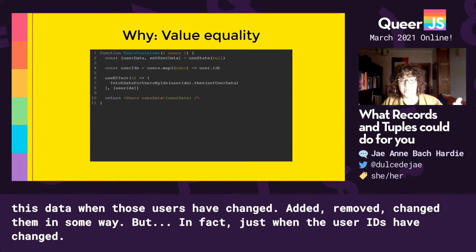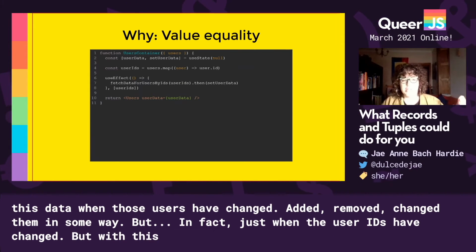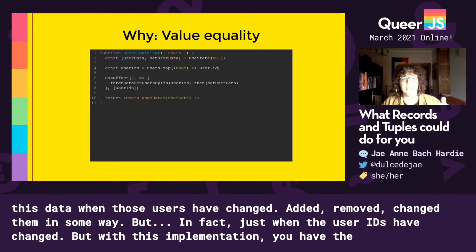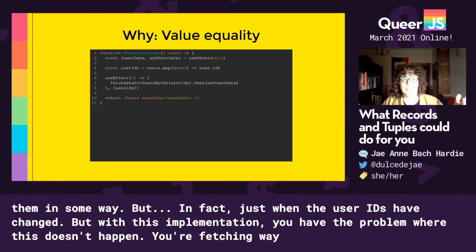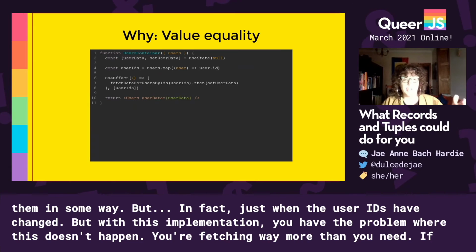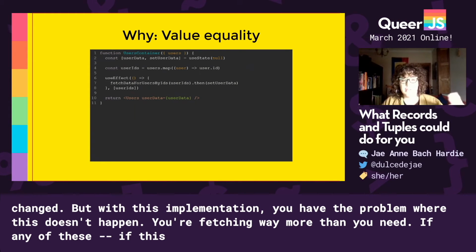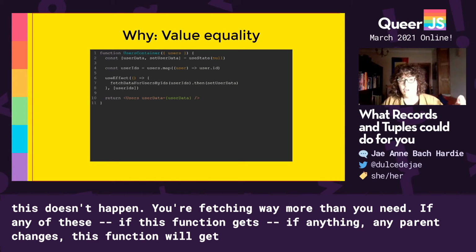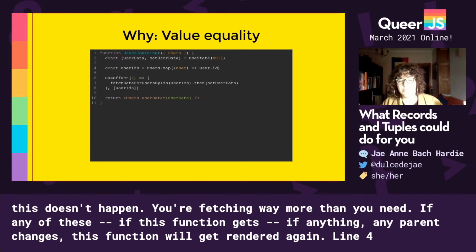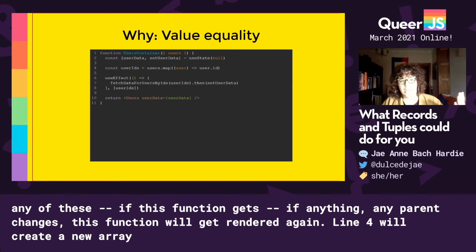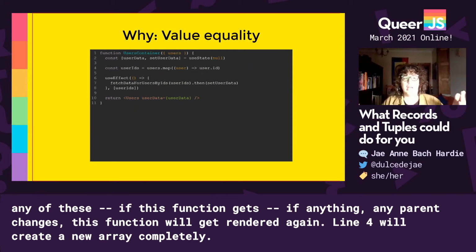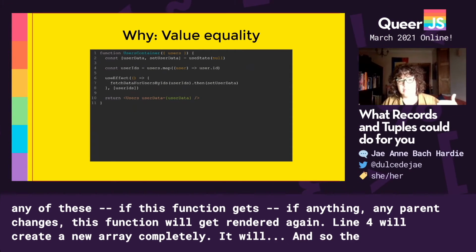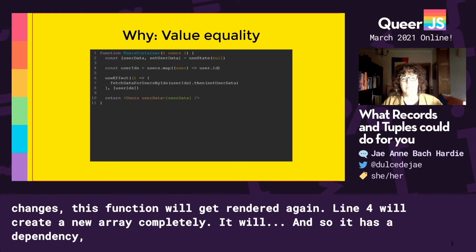But with this current implementation, this doesn't happen. You're fetching way more than you need. If anything, any parent changes, this function will get rendered again. Line 4 will create a new array completely, and so the useEffect, which has it in the dependency array, compares it, sees it's now a different array, and will rerun the effect.